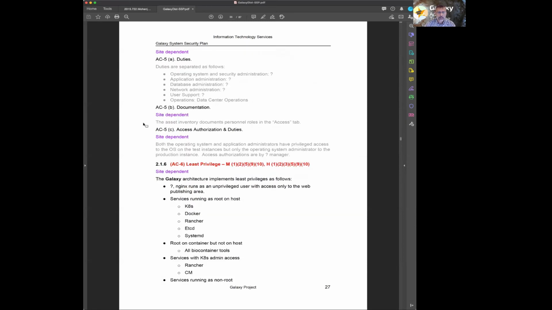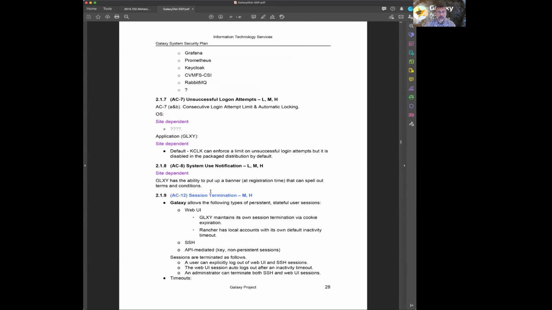Again, documentation is something you have to have in place. Least privilege: the Galaxy architecture itself implements least privilege. For example, different services are running as unprivileged users, and you should try to run things as unprivileged users where possible. So that is another example of things that the Galaxy team has done, and things that you will have to implement.